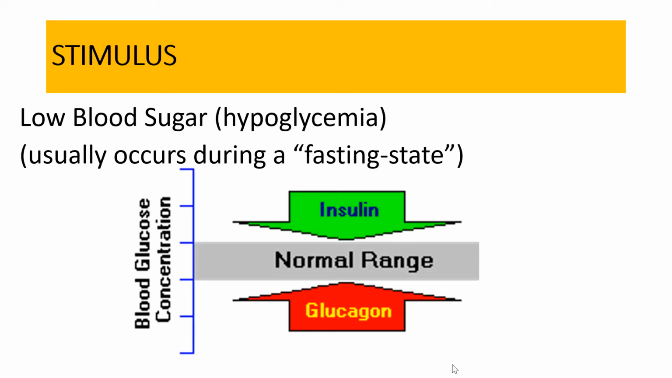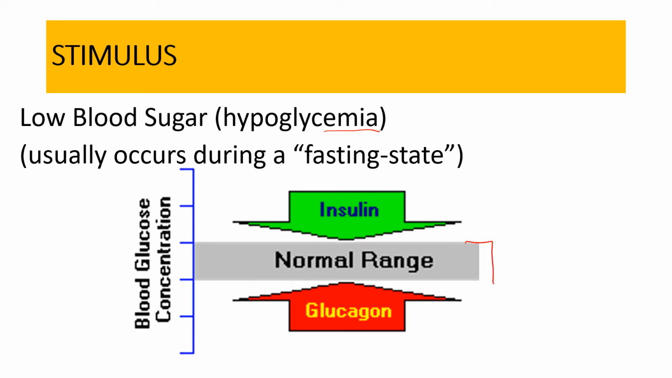So, what is the stimulus? What is the reason glucagon gets secreted? It's due to a low blood sugar, hypoglycemia. Remember, hypo means low, emia is referring to blood. So, this is low sugar in the blood. Normally, this is going to occur during a fasting state. So, it could happen, for instance, after it's been a long time since you've eaten a meal. This is when blood sugar could drop and glucagon, I'm sorry, would be secreted.